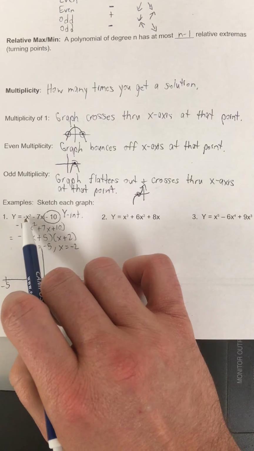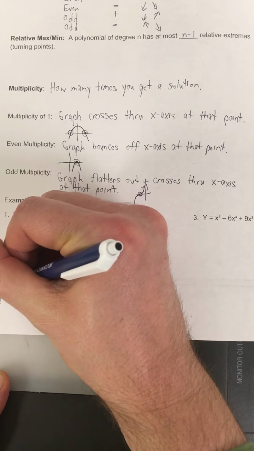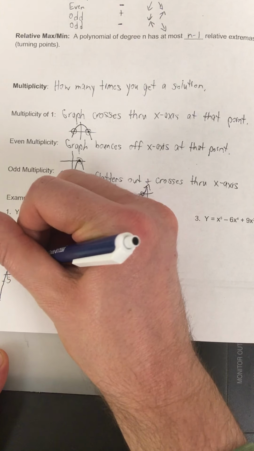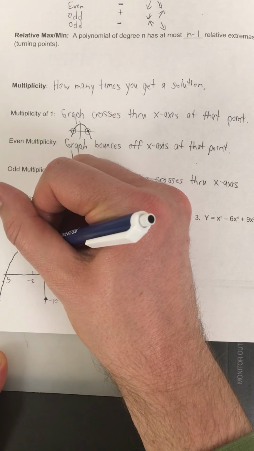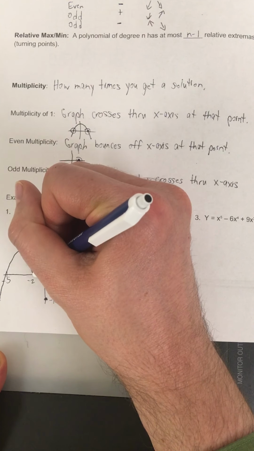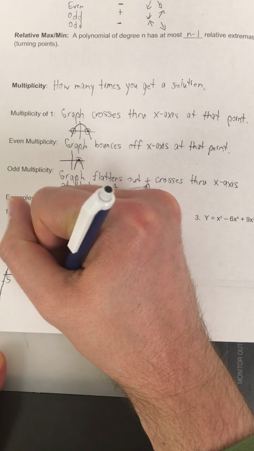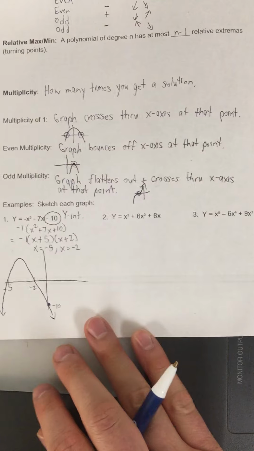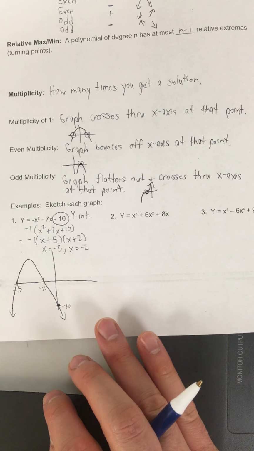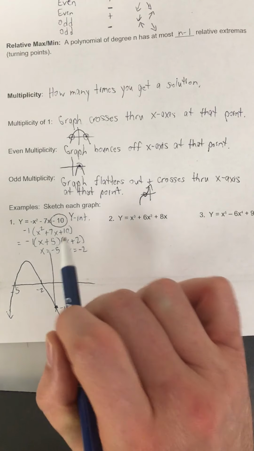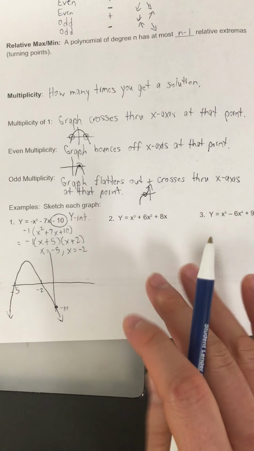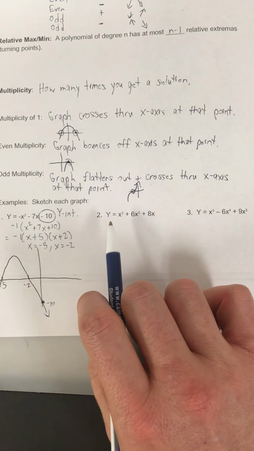And I know both ends are going down. So it starts down here, it would cross through the negative 5. At some point up here, I'm not sure where exactly, it will turn around and then come back down through the negative 2, keep going down, it's going to pass through negative 10. It's going to be a parabola looking like that. All right, if you want to know the vertex, you'd have to do negative b over 2a, but I'm not worried about that. All right, number 2.